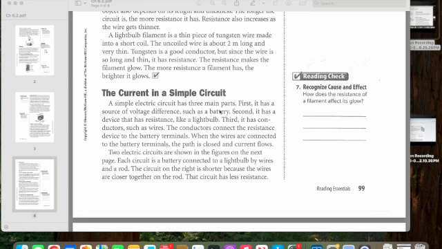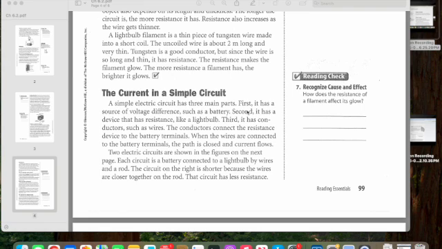The current in a simple circuit. A simple circuit has 3 main parts, and we'll highlight. First, it has a source of voltage difference, such as a battery. We'll keep highlighting. Second, it has a device that has resistance, like a light bulb.